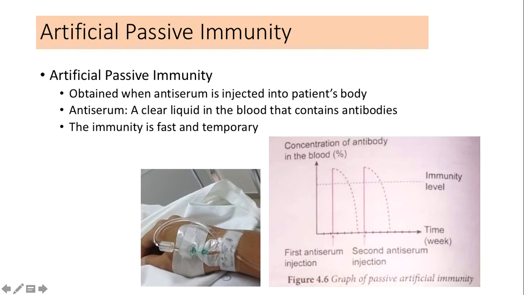Let's move on to the second one, artificial passive immunity. Passive immunity means you gain the antibody from the external. So artificial, tadi natural kan? This one artificial means you get the antibody through injection of antiserum. Obtained when antiserum is injected into the patient's body. Antiserum ni is a type of clear liquid in the blood that contains antibody.